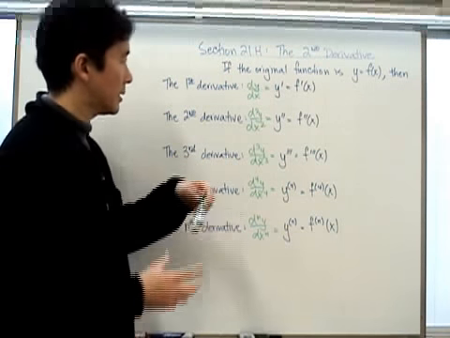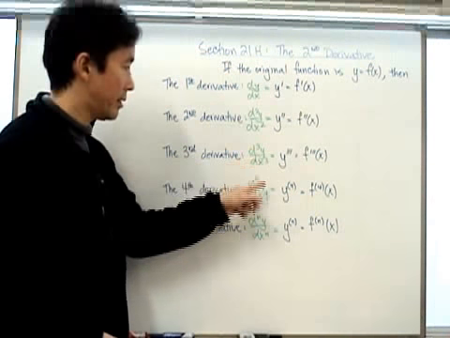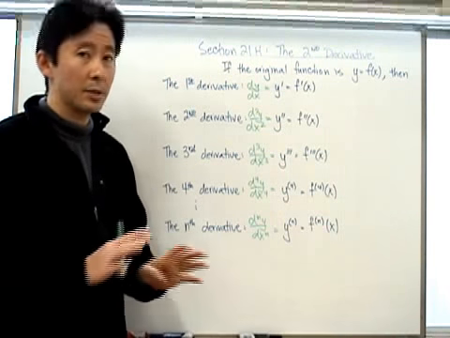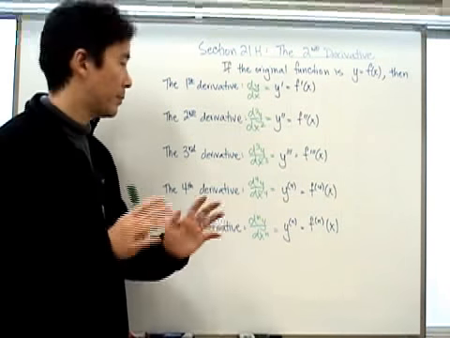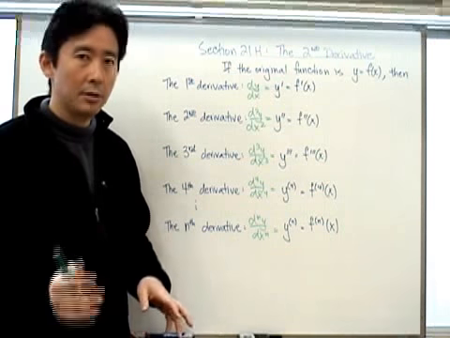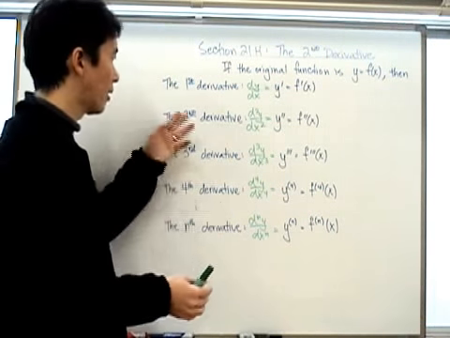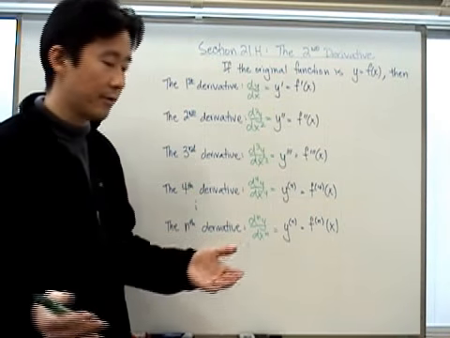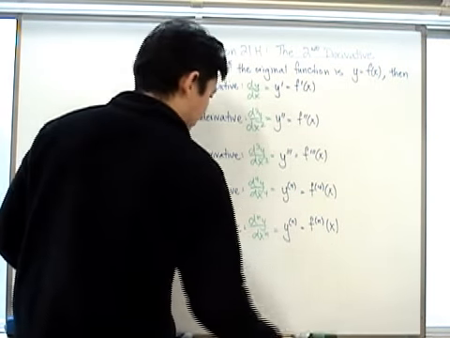Now don't get these mixed up. These 2's here, these 3's here, these 4's here, these n's here, don't misrepresent them as exponents, because they're not exponents. They're specific and particular notation used to represent derivatives larger than the first derivative. So be very careful about that.